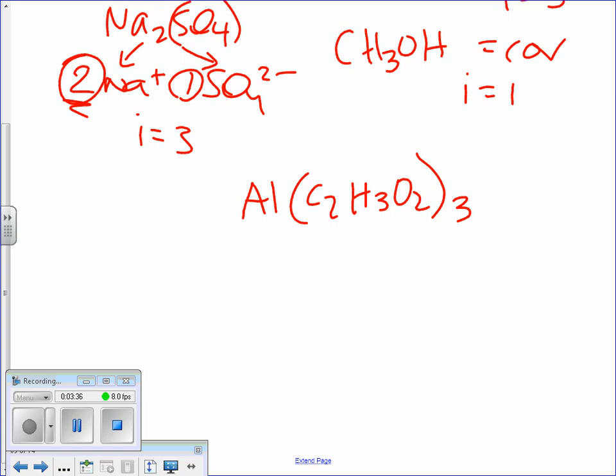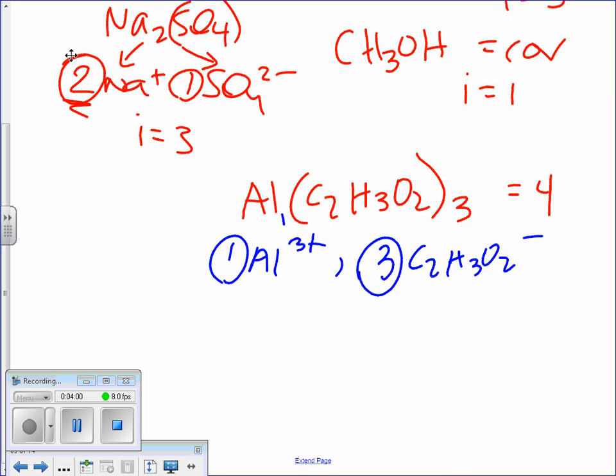Or the Van 't Hoff factor, the number of ions. Right. How'd you get 4? Tell me your process. Right, there's 1 aluminum ion, and there's how many acetates? 3 acetates, C2H3O2, 1 minus charge, so there's 1 of these plus 3 of these, that's 4.